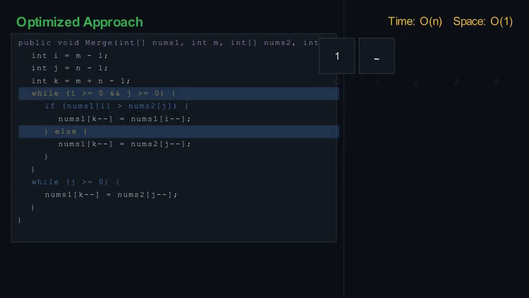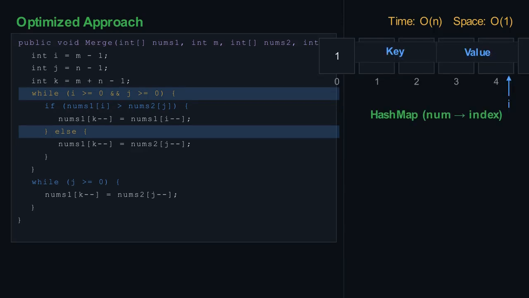A more efficient approach is to use two pointers. We can start from the end of both arrays and compare the elements. If an element from nums2 is larger than the current element in nums1, we can place it at the end of nums1. Otherwise, we can place the current element from nums1 at the end of nums1.